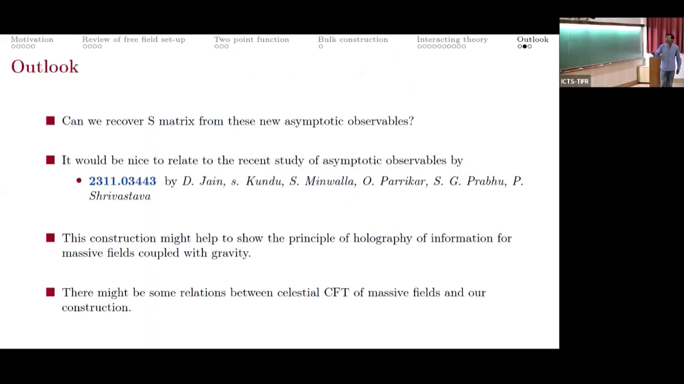So here is my outlook. Can we recover the S matrix from these new observables? Can we generalize this to coupling to gravity? Can we really find holography? Can we find some relation with celestial CFT? These people have been talking about it for a long time. Can I find some relation with them?